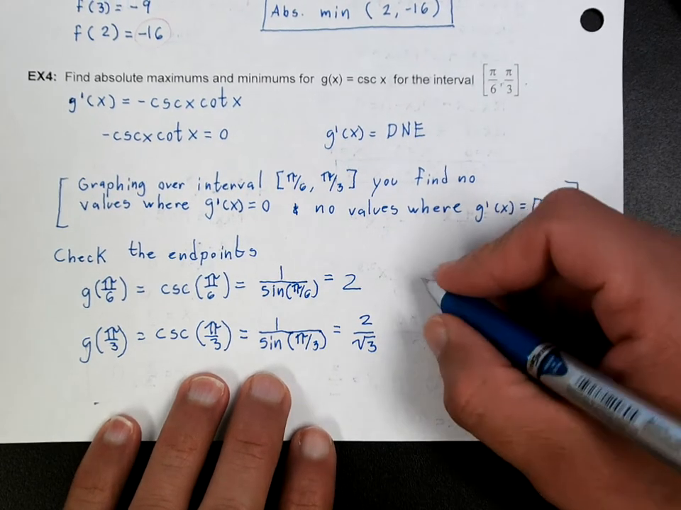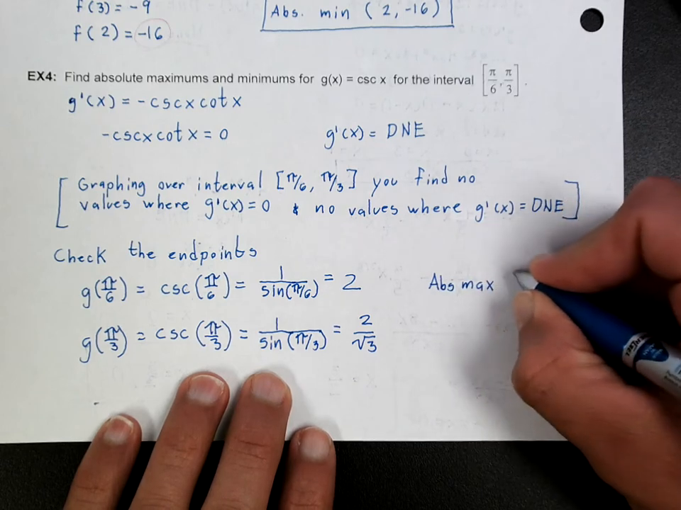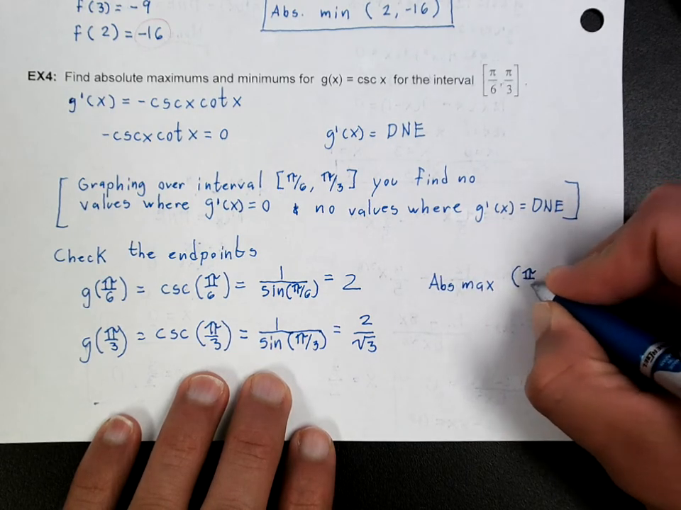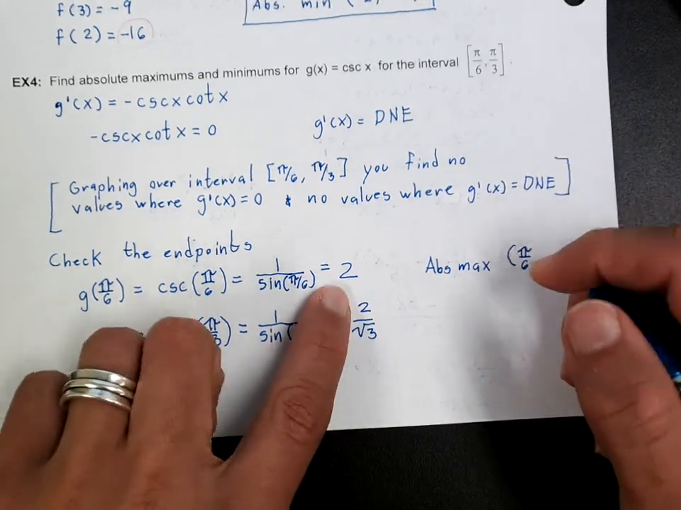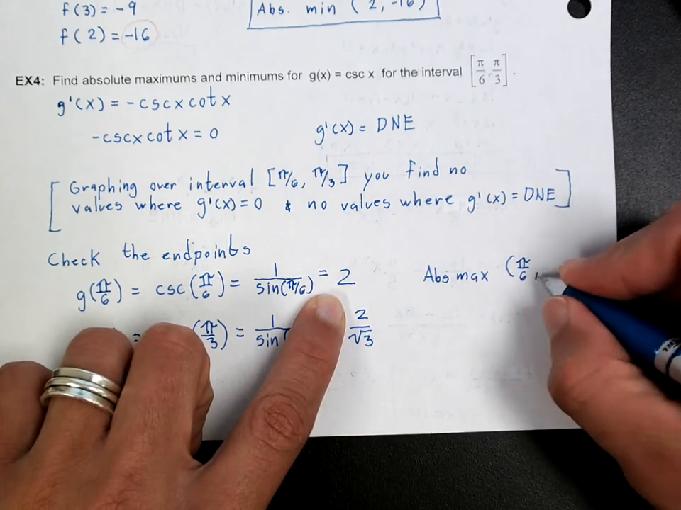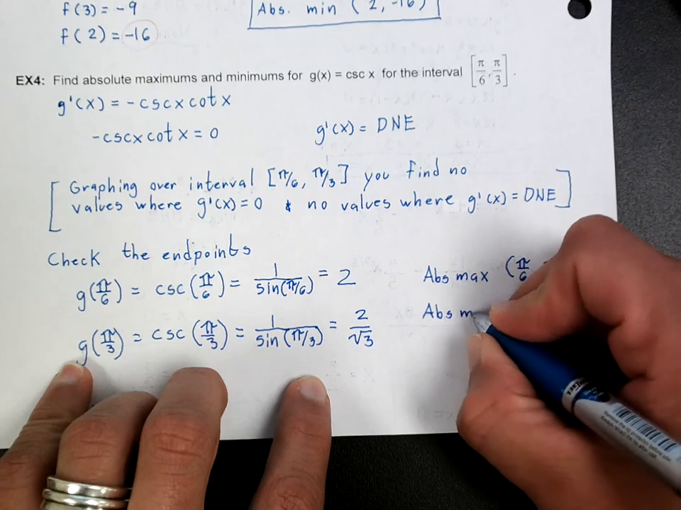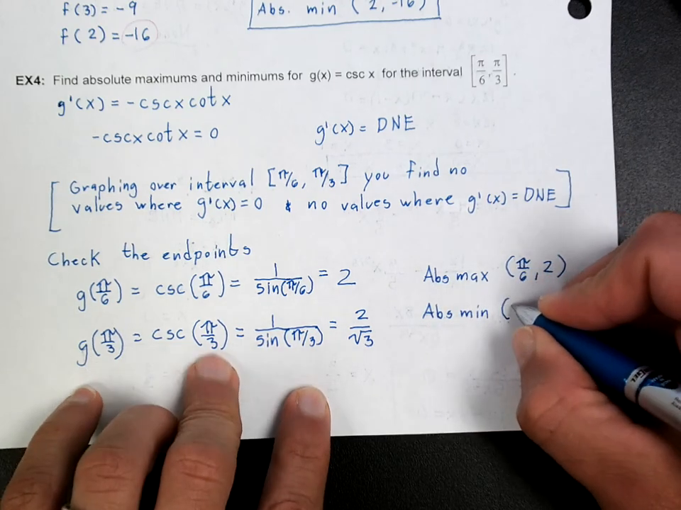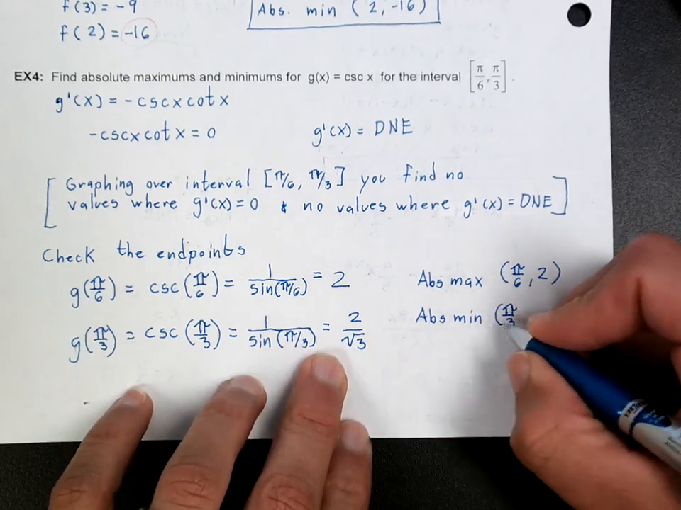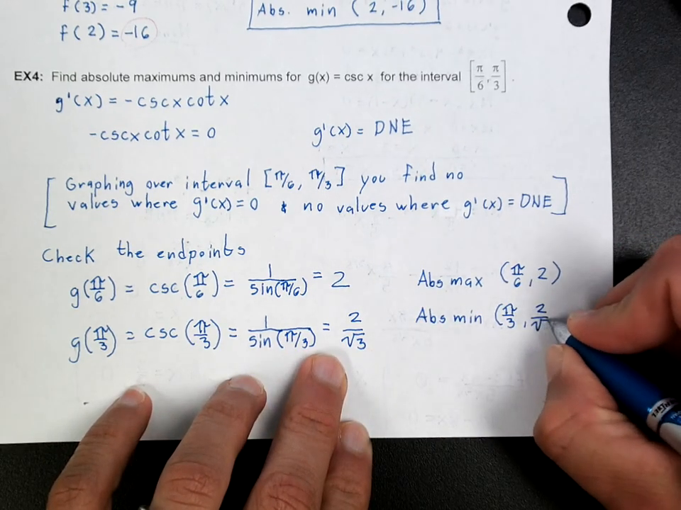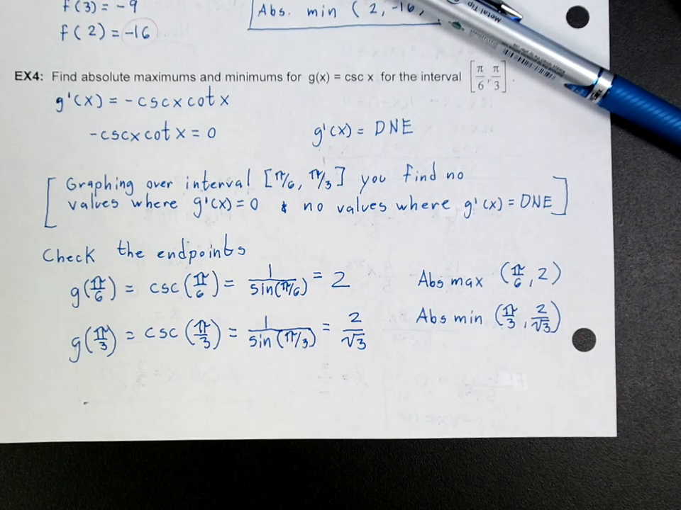So my absolute maximum is going to be located at pi over 6, because this is the biggest y value here. And my absolute minimum is going to be located at pi over 3, because this is the smallest y value. This is a little bit labor intensive, but the idea is easy. If you have any questions, let me know.